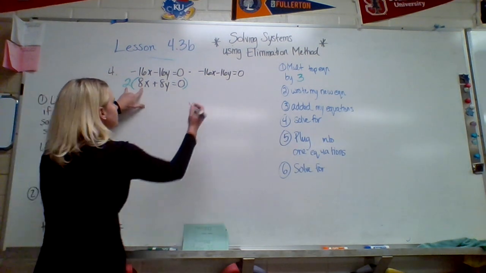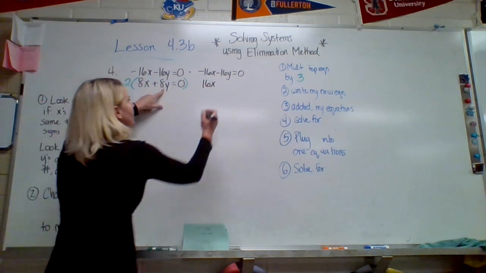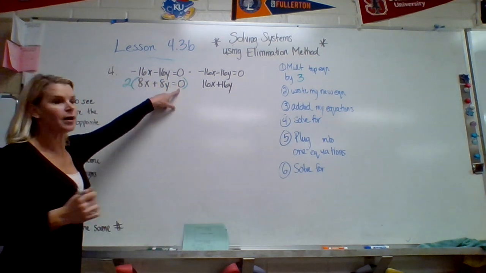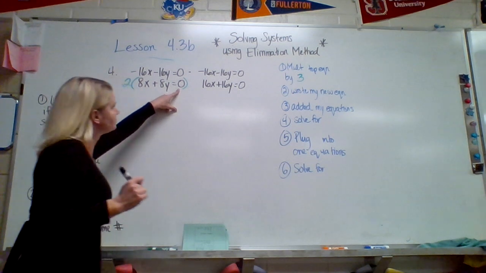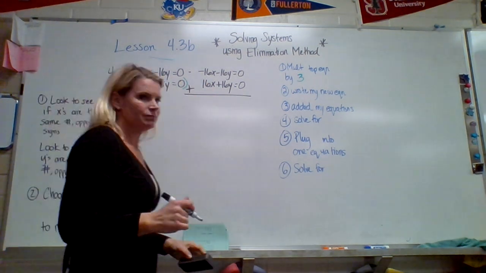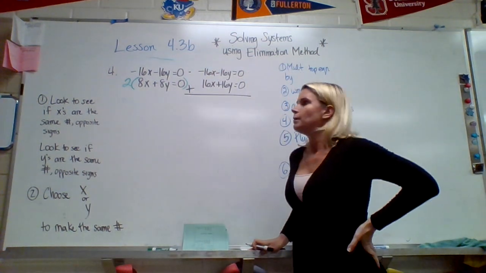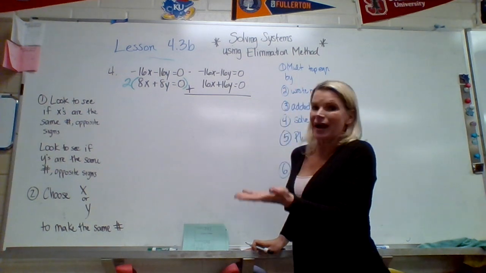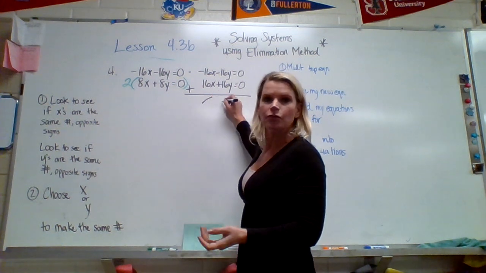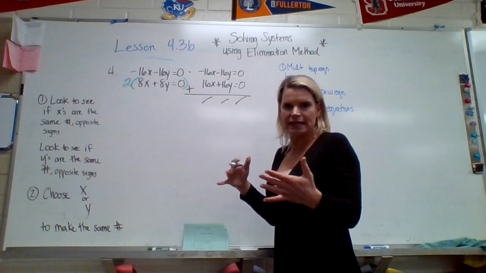So that means 2 times 8x, positive 16x. 2 times 8y, positive 16y. 2 times 0, 0. All right, so now, what does this mean? When I add these two, my x is going to become 0, my y is going to become 0, and then 0 plus 0 is 0. So I have no x, no y, and no number on the other side. These are literally the exact same equation.